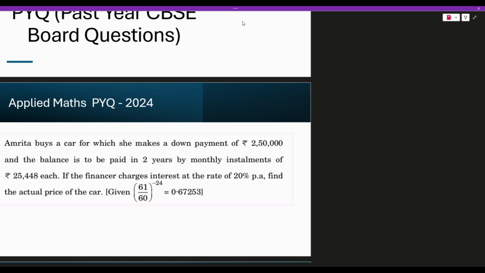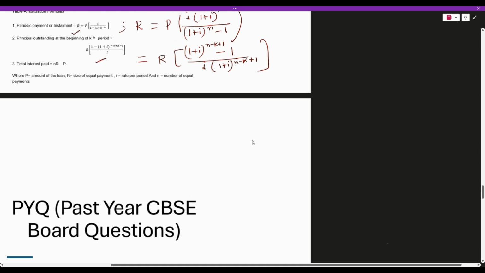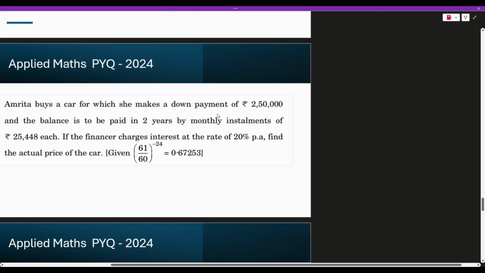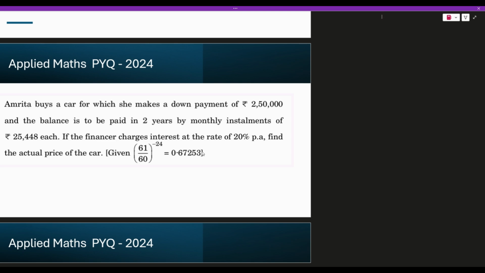So let us calculate this thing only. Which formula are we going to apply here? First, you think about the formula. This formula only, this one, this will be modified a bit. We need P over there. Okay, just check the question here. Financial charges interest, find the actual price of the car. I mean the amount he has paid for the car. So by modifying the formula, I am writing P equal to R into 1 plus I to the power minus n divided by I.